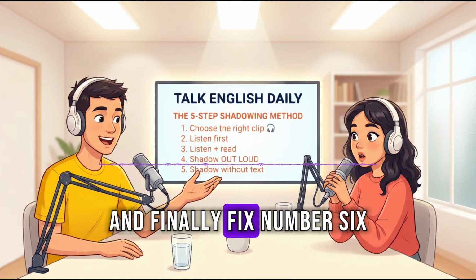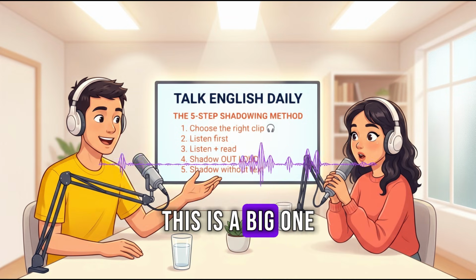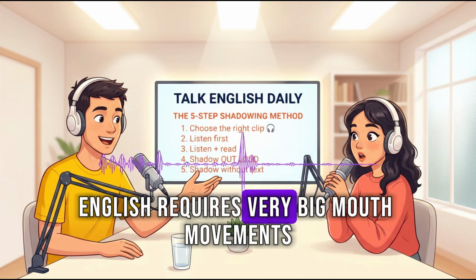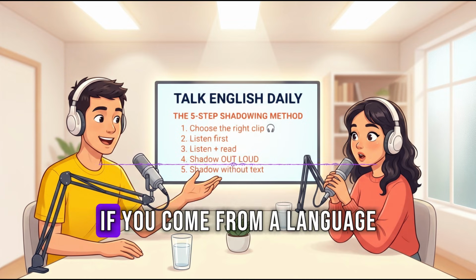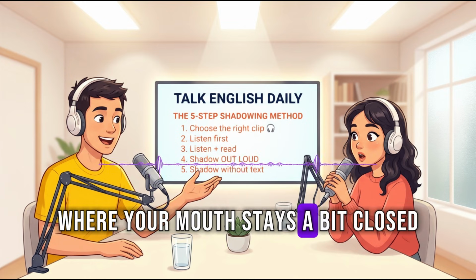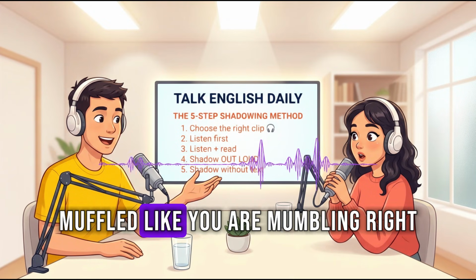And finally, fix number 6, the 110% volume rule. This is a big one. English requires very big mouth movements. Big open vowels. You have to drop your jaw. If you come from a language where your mouth stays a bit closed, English will sound muffled. Muffled. Like you are mumbling.